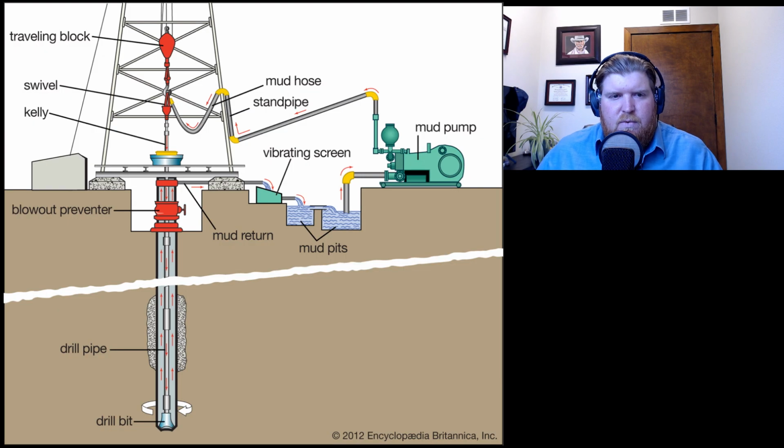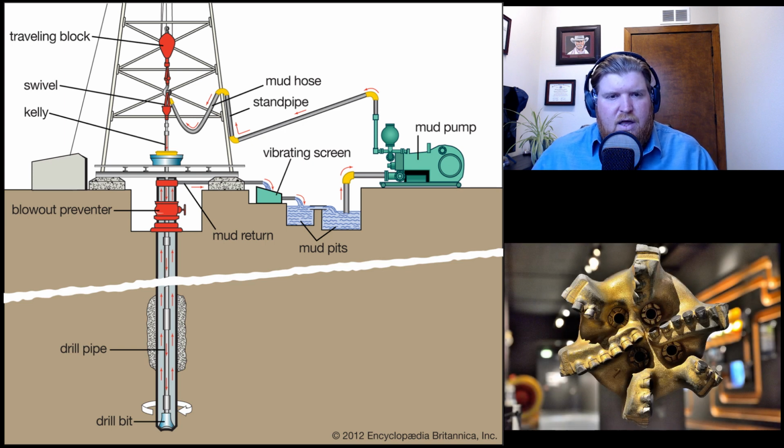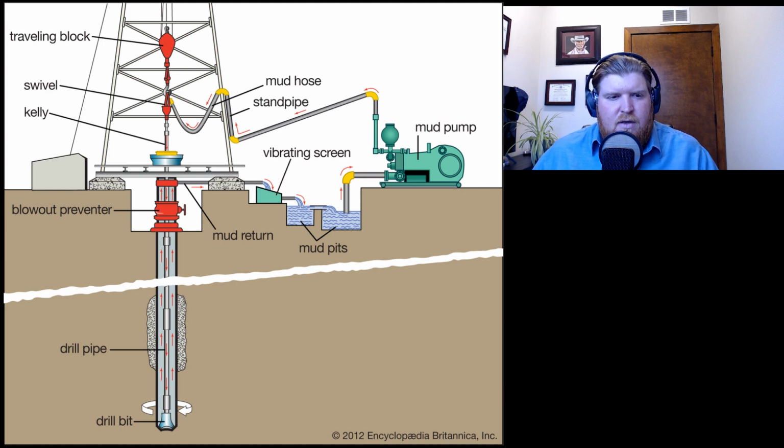In this example, we can see a very simple graphic of a drilling fluid system where the fluid is pumped down the drill pipe to the drill bit where it mixes with the cuttings. Here's an example of what the bottom of a drill bit looks like, and you can see the various ports where the drilling fluid comes out.